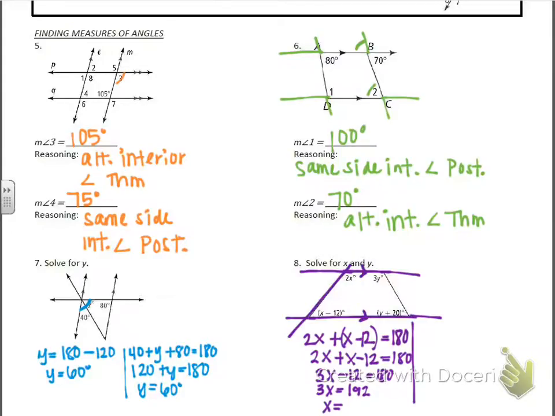So what'd you guys get for x? 64? Okay, that's what I got too. Do you guys see what I'm saying? You guys got it? Good question. I'm glad you said that. So then Lily said, so therefore 2x plus 3y must also be supplementary. Not necessarily. Does anybody see why? Emily?